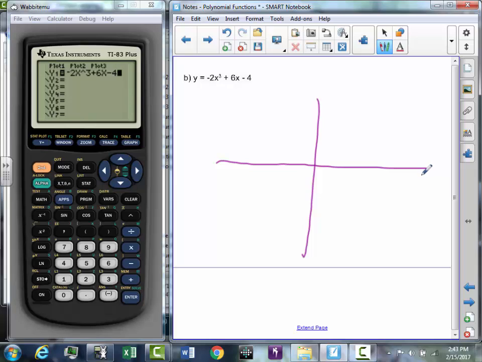Y-intercept's at negative 4, so I know that. What direction generally is this graph going to go, uphill or downhill? Downhill, right? The negative leading coefficient is going to start it up here and end it down here. Is it going to have an x-intercept? For certain. It has to. It crosses the axis at some point.